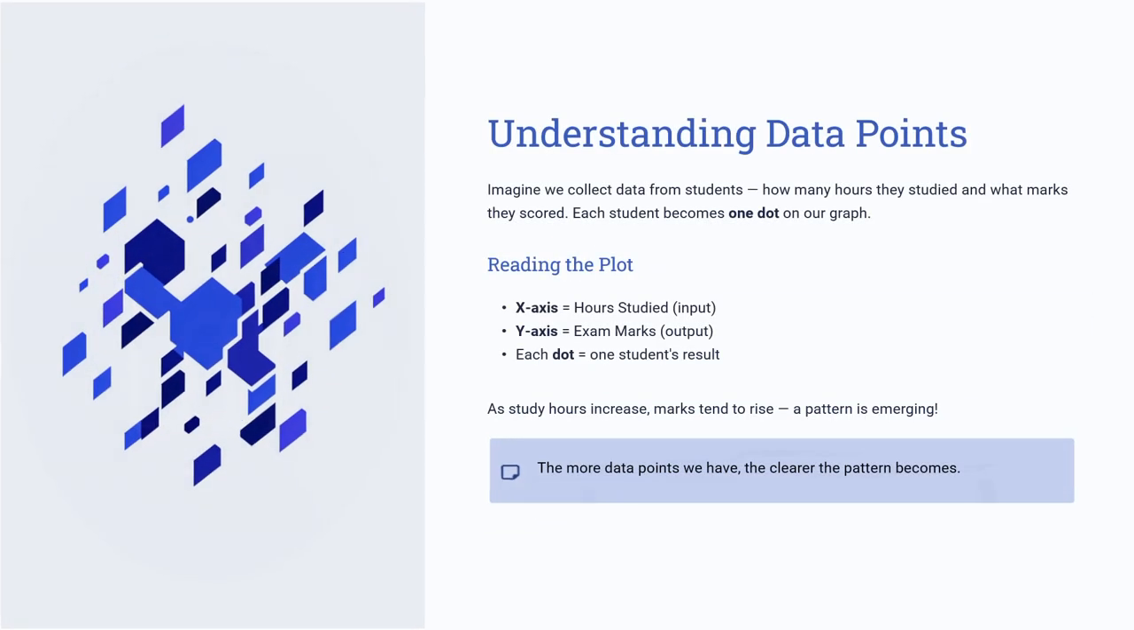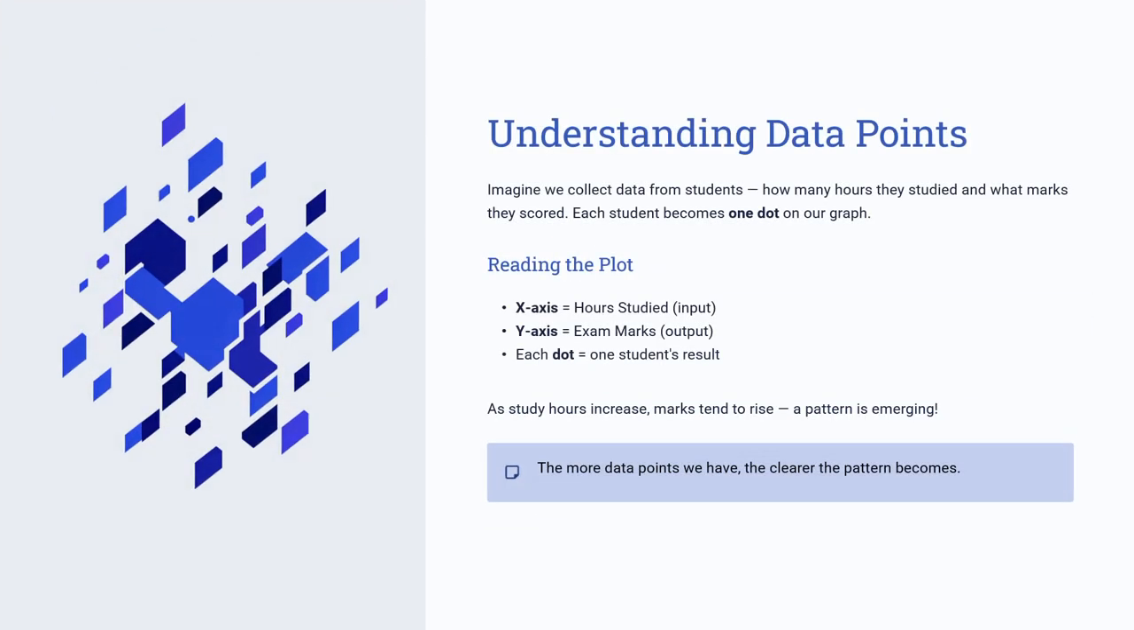Let's look at some data. Suppose each dot on the graph represents a student. The x-axis shows study hours and the y-axis shows the exam marks. Each point contains information about one student. As you observe the points, a pattern starts to appear. Students who study more tend to score higher marks. This pattern is what the model tries to learn.